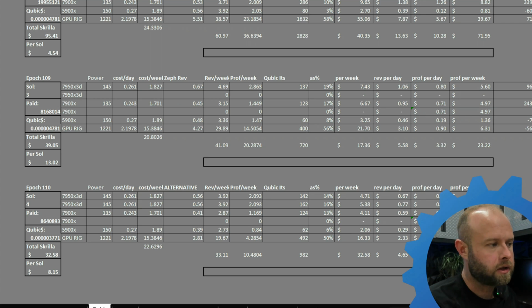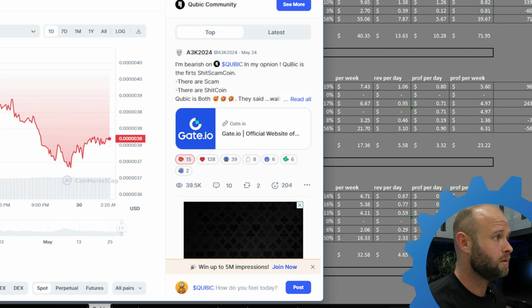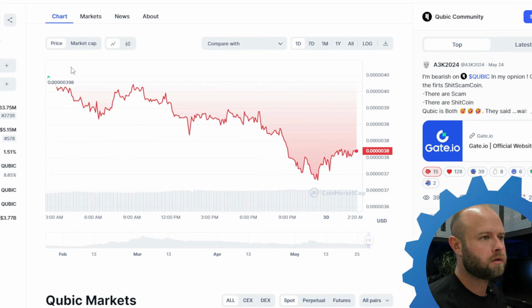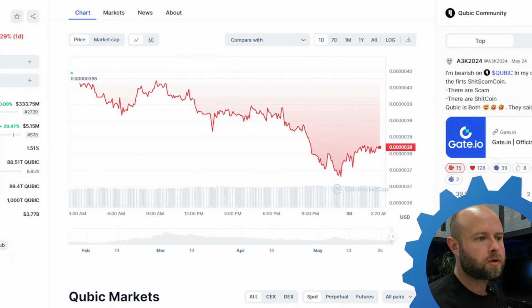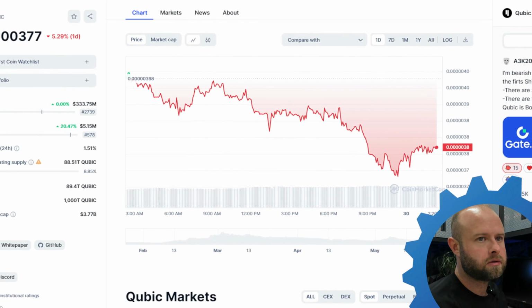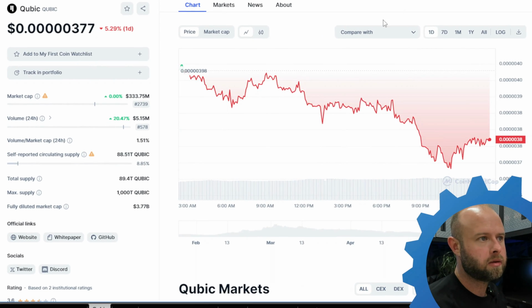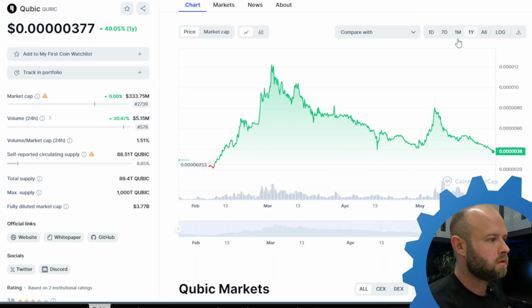So as you can see here, our total payout for this week is not great, $32, and a lot of that has to do with Qubic's price because Qubic is not doing great, my friends. Taking a look at Qubic's price here. Can I slide this over without you seeing what other tabs I have open? Maybe. Qubic, down, down, down.